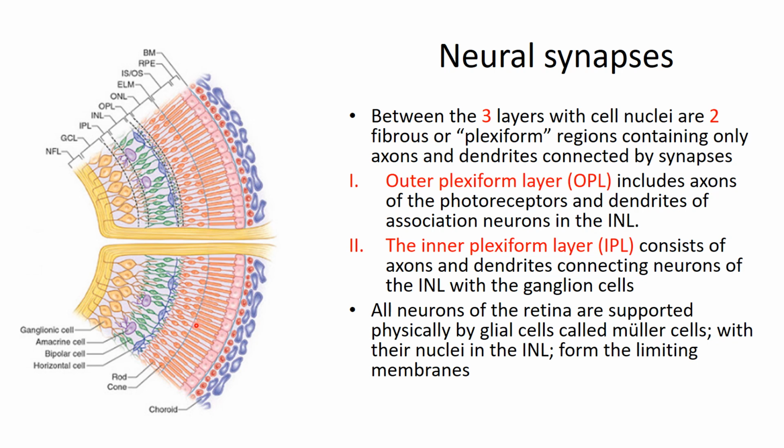Because of that, the outer limiting membrane is formed. And the basement membrane of the Muller cells lies near the vitreous body on the innermost aspect. So this forms the inner limiting membrane. So there are two membranes, one is the outer limiting membrane and one is the inner limiting membrane.